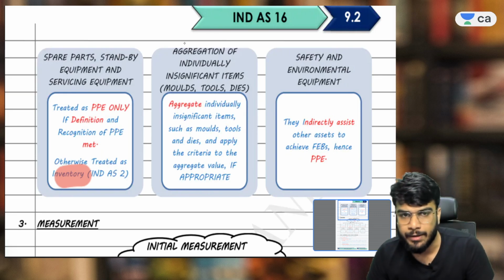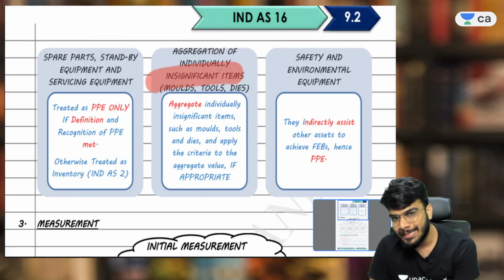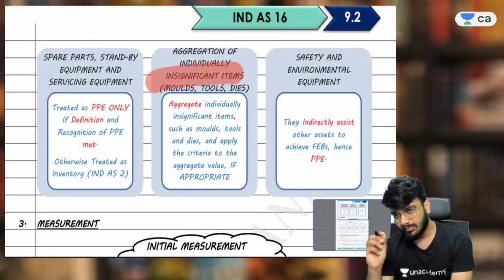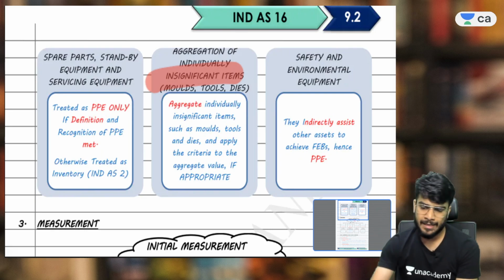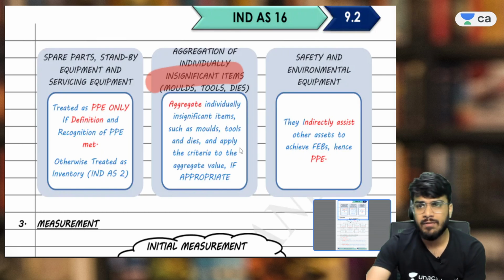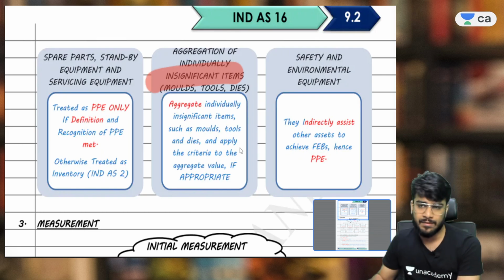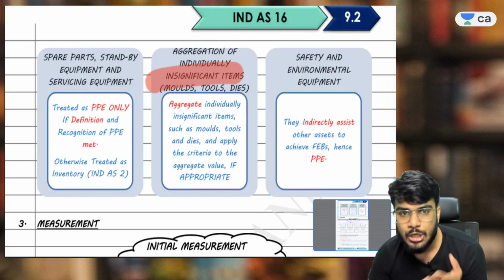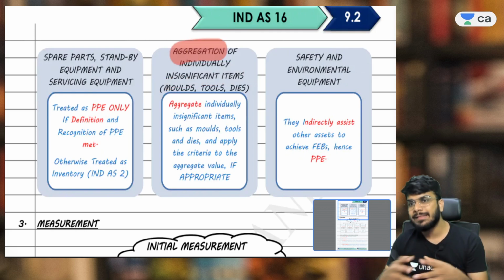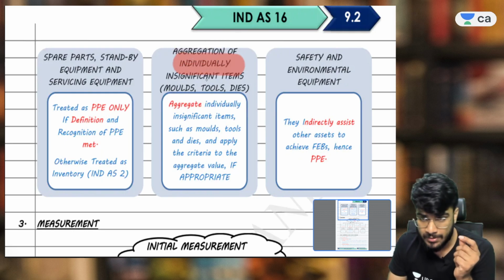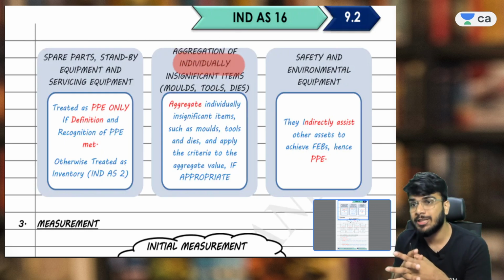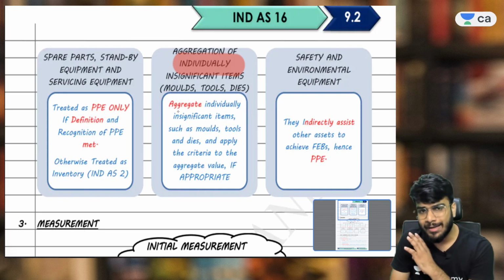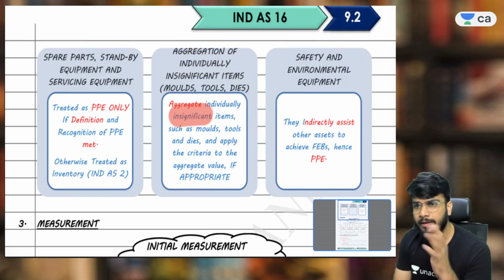Okay. Next point, aggregation of individually insignificant items. You might have certain items which individually are insignificant. Let's say, for example, I have a mouse, I have a keyboard. These are individually insignificant, but if I combine all these items, it can be a material item, right? So can we aggregate these individually insignificant items? Because on aggregation, on combination, they can be significant. The standard says there is no problem, you can definitely aggregate individually insignificant items.